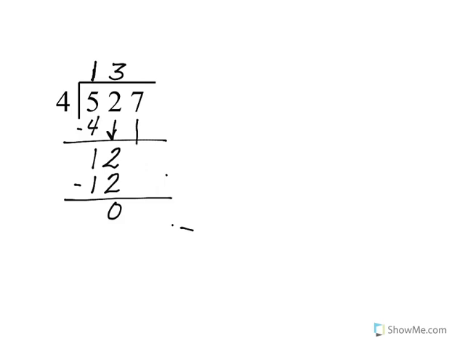And we can bring down our 7. 7 divided by 4 is 1. 1 times 4 is 4. We're going to subtract 4 from 7. That's going to give us 3. 3 is less than our divisor, and we don't have any other digits over here after the 7 to bring down. So we're good. That means 3 is our remainder. So the answer to this problem is 131, remainder 3.